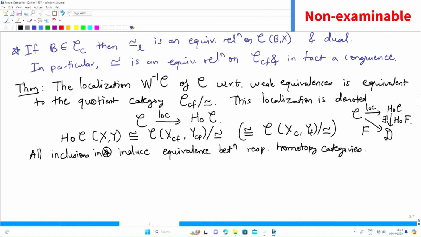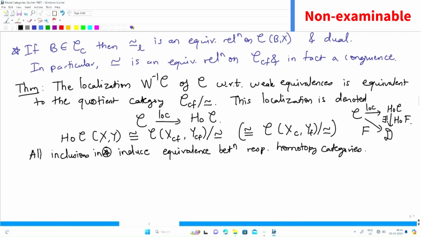Okay, so do you have any questions before I proceed? So I just need one clarity. So suppose I take C to be CH dot A, that is the chain complex category over any abelian category, and I take W to be all the quasi-isomorphisms. Through this construction, do I get back the derived category? Yes. But only in a special case.